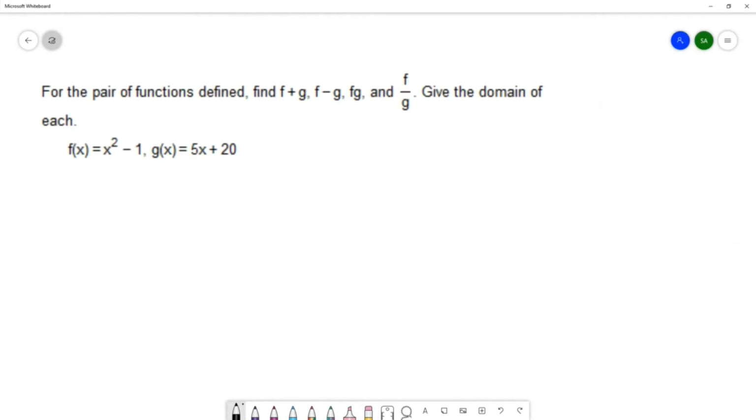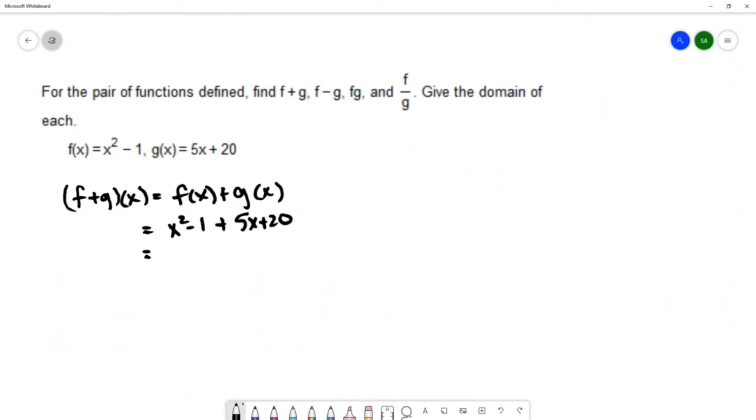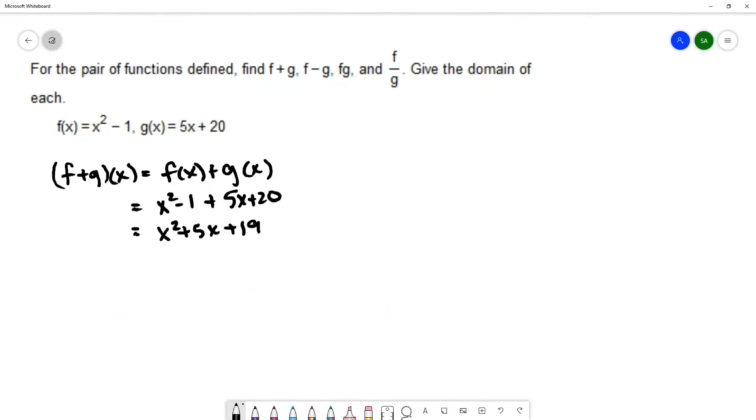So we are going to find f plus g of x. That's going to be f of x plus g of x. That's x squared minus 1 plus 5x plus 20. And we're just going to combine like terms to get x squared plus 5x plus 19. And we've just found our function f plus g.